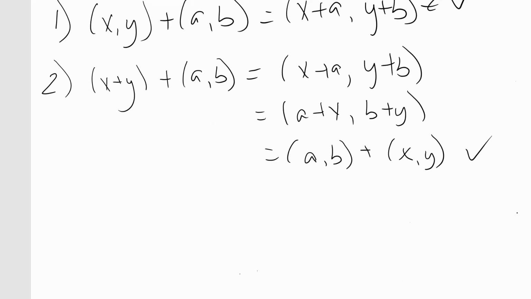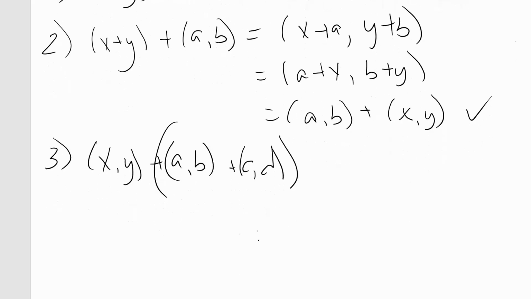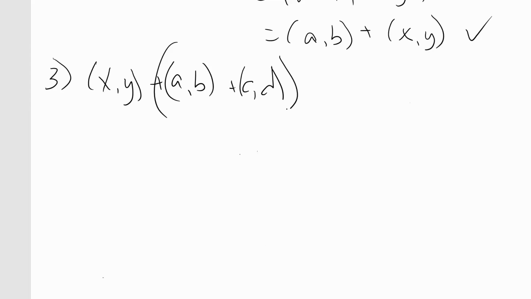All right, number 3 is kind of the worst one I'm going to show. Number 3 says that the associative property works with 3 of my vectors. So if I do (x, y) plus (a, b) plus (c, d), if I group the second 2, that's going to give me the same thing as if I were to group the first 2. So I need to show how this is going to work.